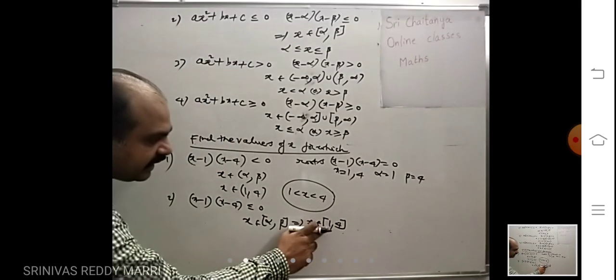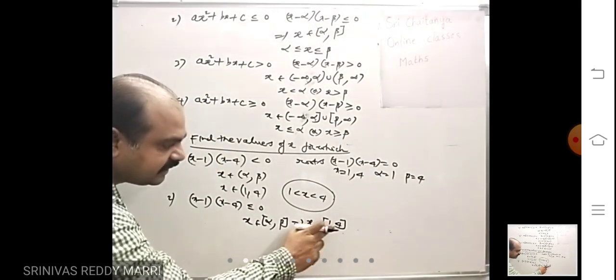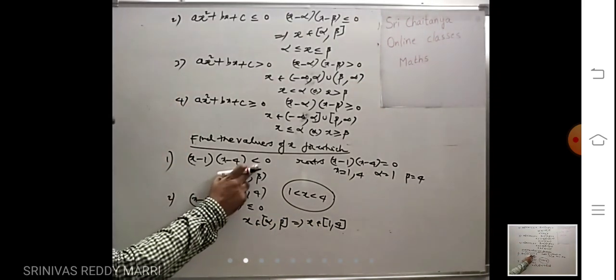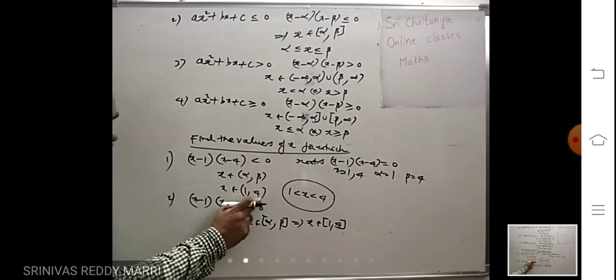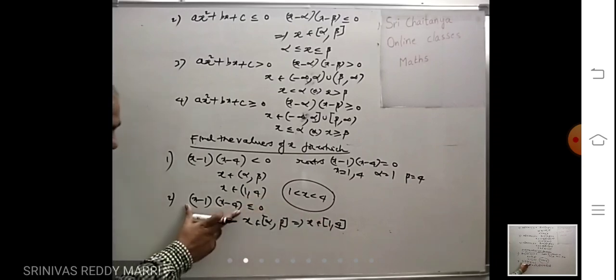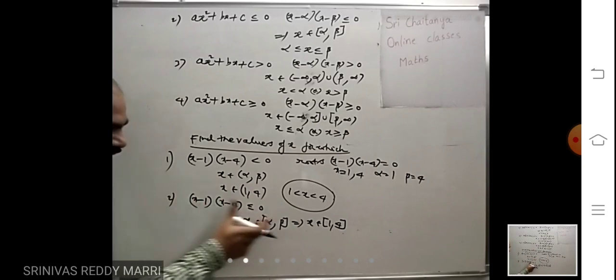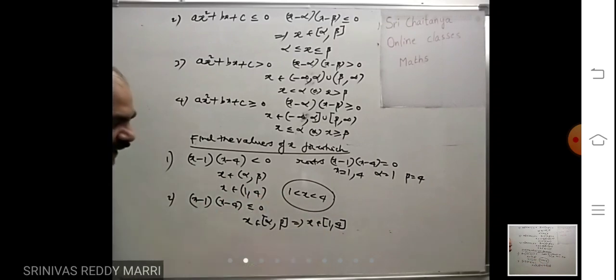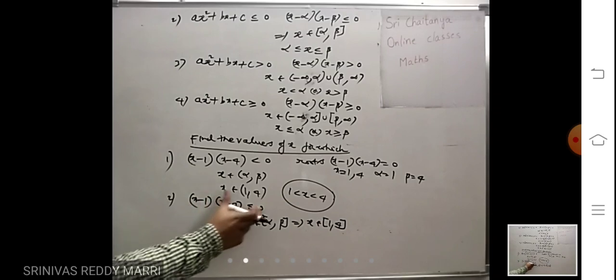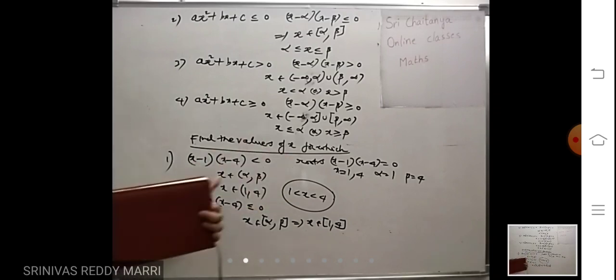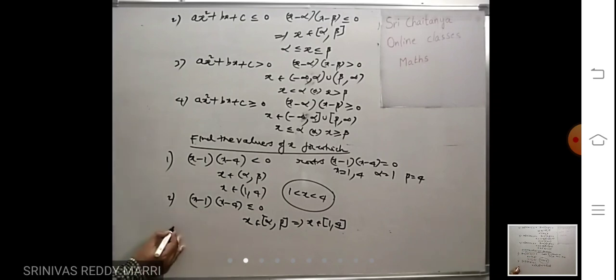Same answer, but 1 and 4 are in closed brackets. Because if x equal to 1, this will be 0. Earlier, 0 is not there; that's why 1 and 4 had open brackets. If x equal to 1, what happens? 0. Satisfied. If x equal to 4, what happens? 0. That means we are including those values of x for which it is 0 also. Previously, we have not included the values for which it will be 0. Like this third question.